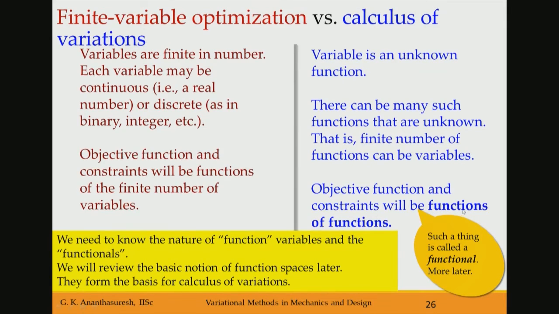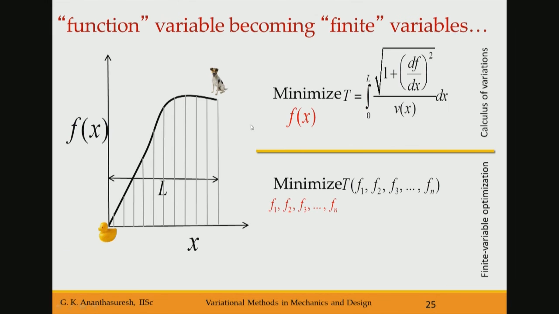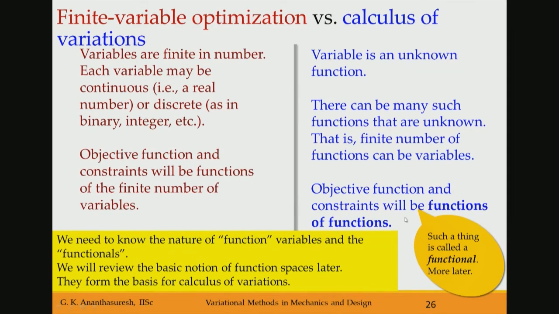Okay. But calling them functions of functions will actually be incorrect, as we will learn later. But know that not only does it depend on the unknown function, but like in our previous example in the duck problem, it can also depend on the derivative of the function. Here it does not depend on f of x, it depends on df/dx. Okay. So, the objective function and constraints here can be functions of the function and its derivatives.